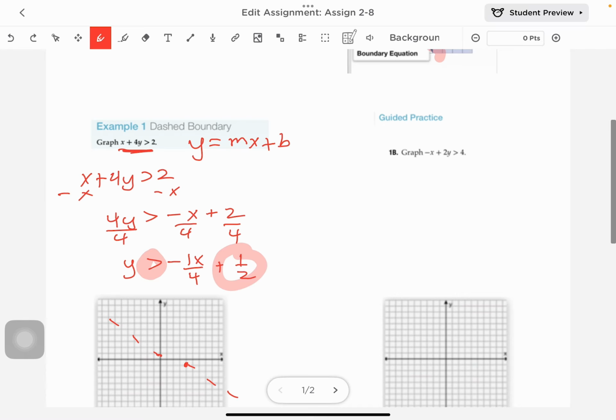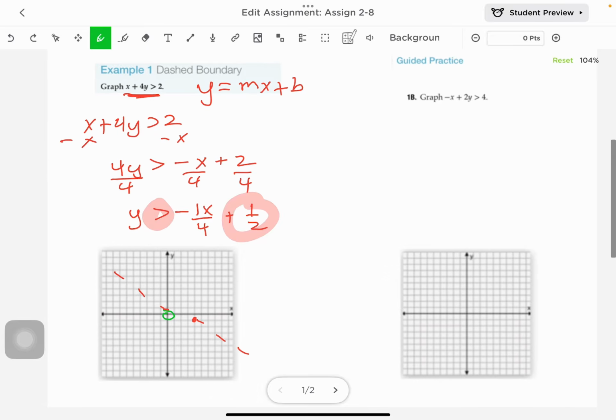Now the next thing is doing the inequality. To do the inequality, what I like to do is look at the point 0, 0 because it's the easiest point to substitute into the equation. So point 0, 0: 0 goes in for y and 0 goes in for x, and we have 1/2 left over. We look at this inequality. Is 0 bigger than 1/2? That's false. Since it's false, this point is not part of the answer, so we have to shade away from that point. And so there's our graph of our inequality.